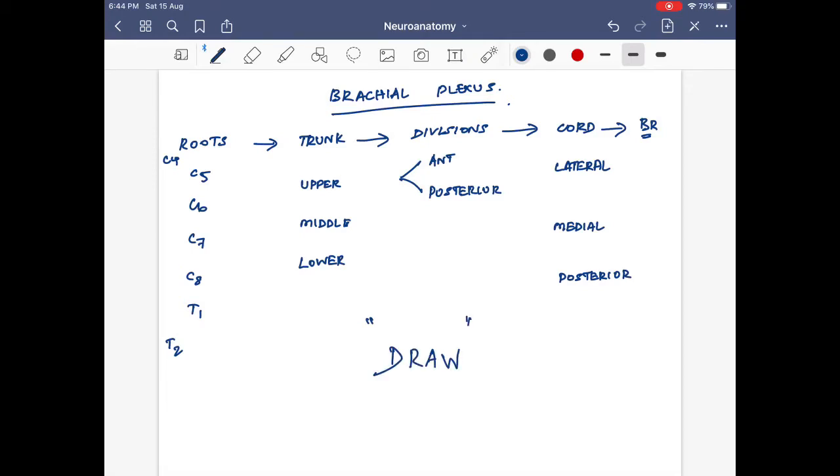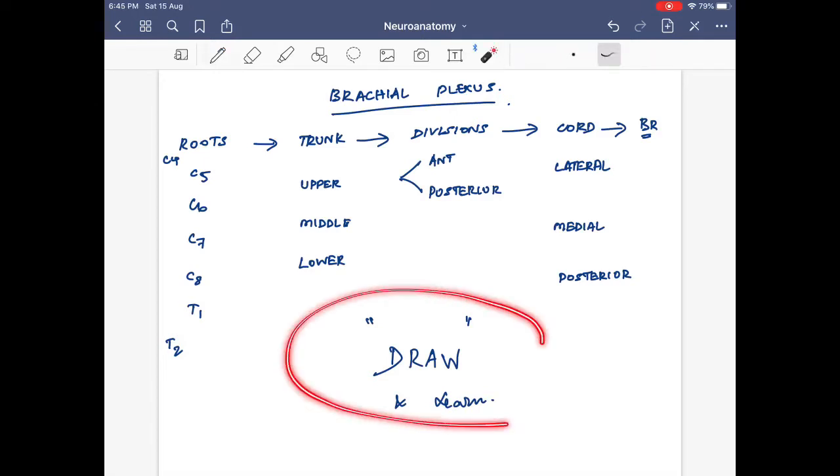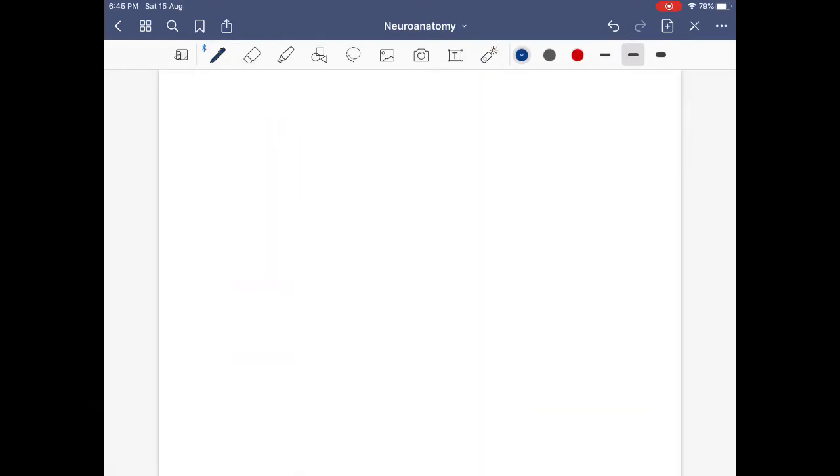So we have to draw, and that is how we will learn. Okay, so we have to draw, and now you can follow what I draw. This is a very simple diagrammatic representation. So first we'll draw the cervical roots. Okay, so first the roots. So C5, C6, C7, C8, and T1.